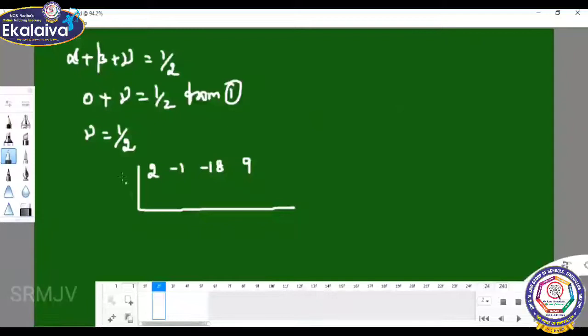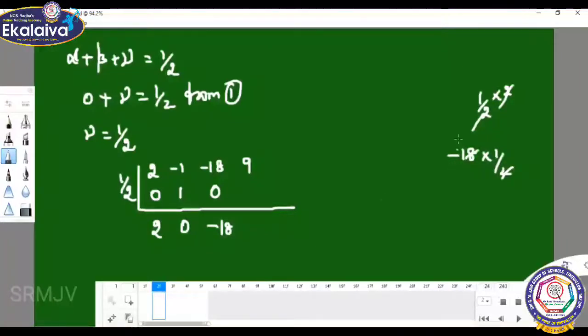See here, 1 by 2. So you put 0 here, 2, then you multiply this 2 value. 1 by 2 into 2, the 2 gets cancelled, 1. So you write it here. 0 into 1 by 2 is 0. So minus 18 is there, minus 18 into 1 by 2, you cancel that value. What is the value? Minus 9. So minus 9 plus 9 is 0.